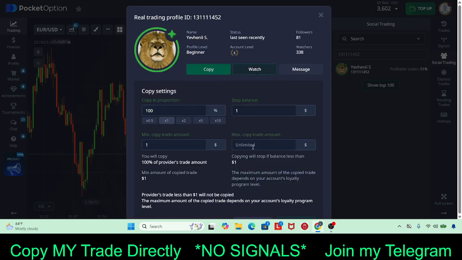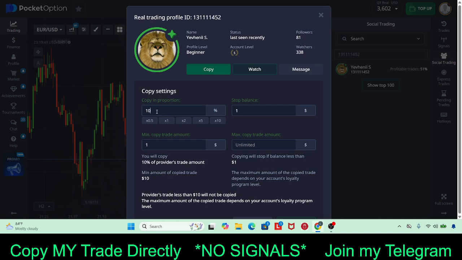Then these 4 boxes appear. Now you need to remind yourself, we make $200 per trade and 3 trades per day, right? If you copy us 100%, that means you are going to copy $200 per trade whenever we make $200 per trade. But if you reduce this percent to 1%, then whenever we make $200 per trade, you will be copying $2 per trade.